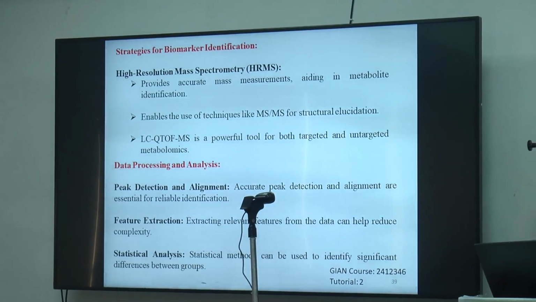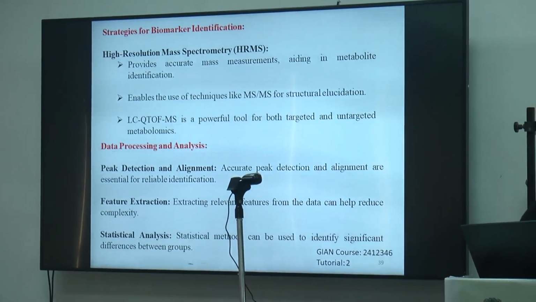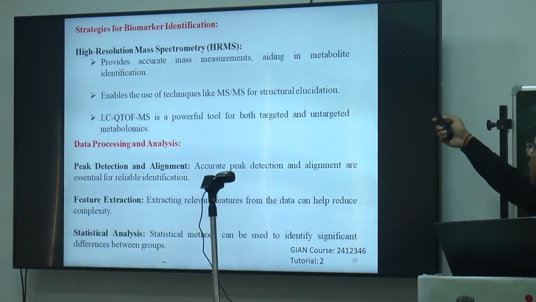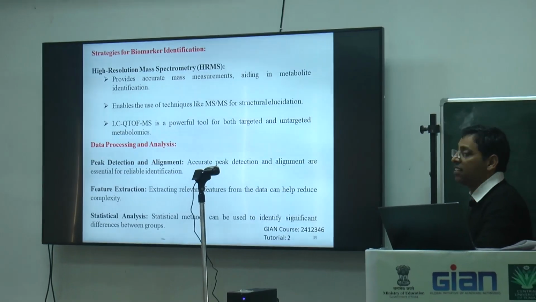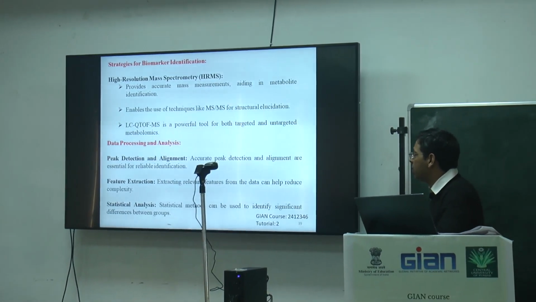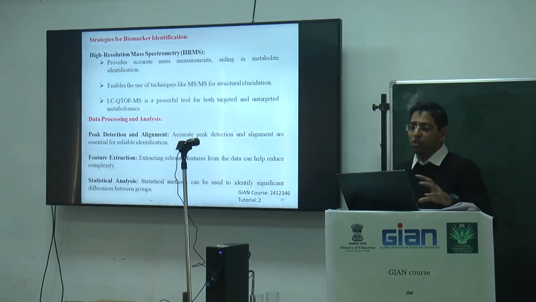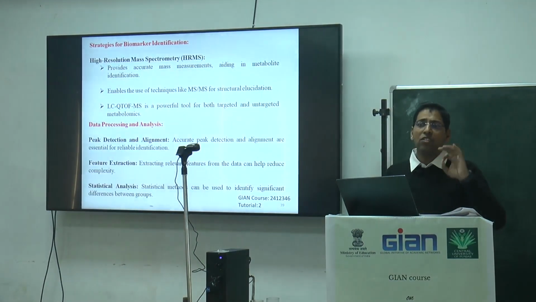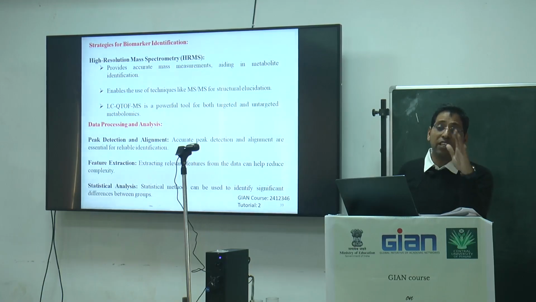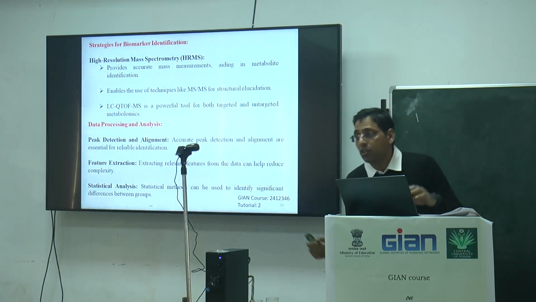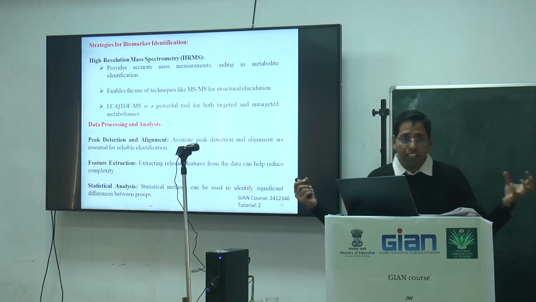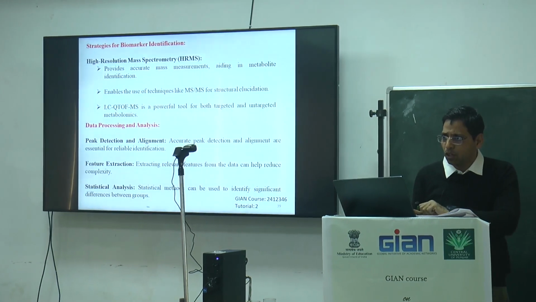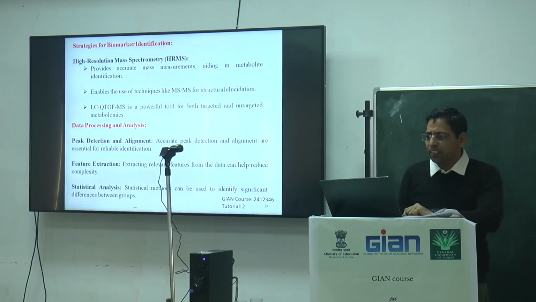We have to use HRMS as one strategy, which provides accurate mass characteristics, aiding in metabolite identification. Second is MS/MS for structure identification. Third is LC-MS, which is more powerful, for targeted and non-targeted work. Please note that sometimes we are not working purely on targeted or purely on non-targeted metabolomics. We are working on hybrids, some targeted, some non-targeted. So for that we can use many things.